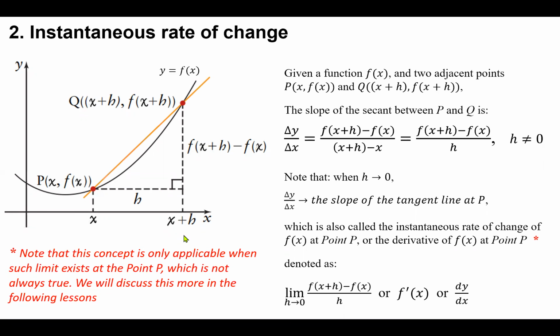So note here, this concept is only applicable when such a limit exists at point P. Sometimes the limit does not exist, so it is not always true. We will discuss this more in our following lessons: when will this limit not exist, and when will it exist? Okay. So basically, the instantaneous rate of change is the limit as h approaches 0 of the average rate of change between points P and Q. Okay. You understand?